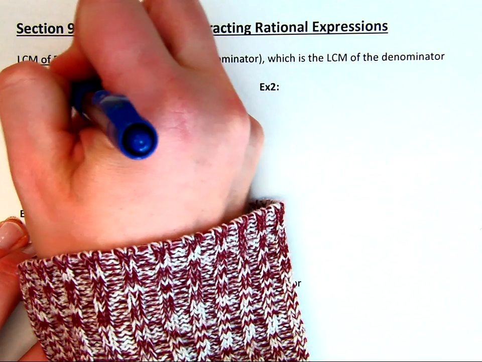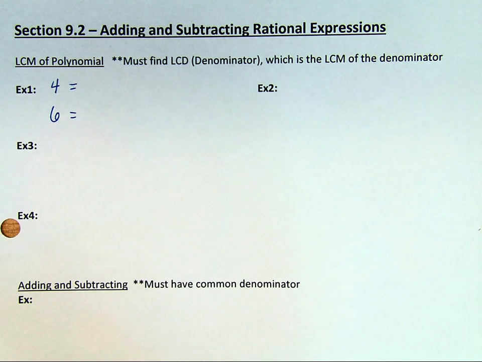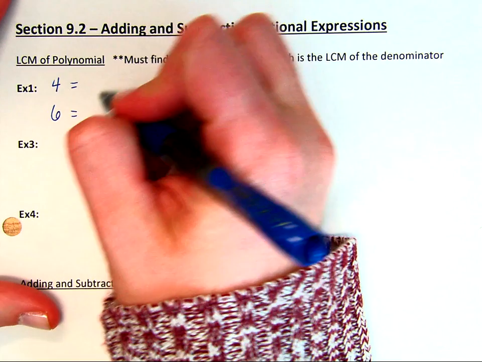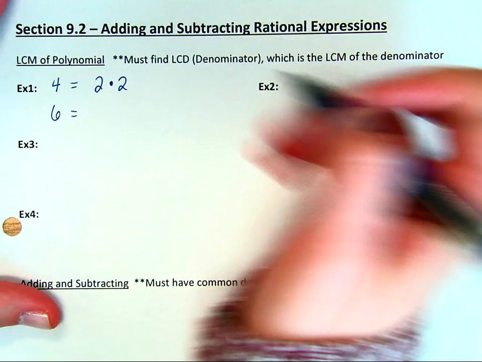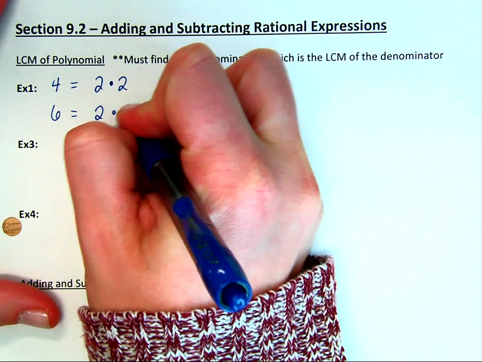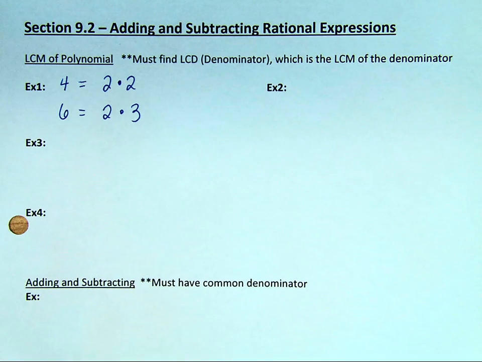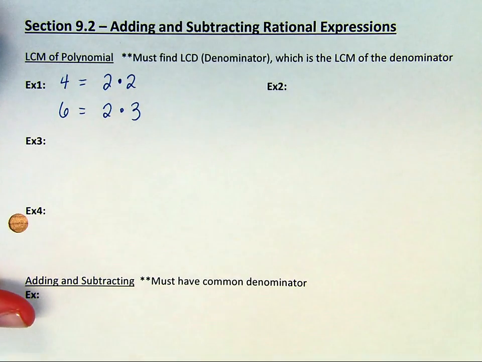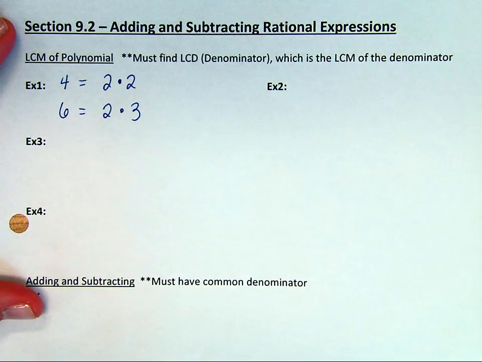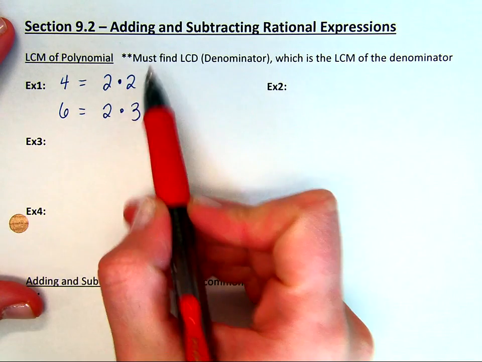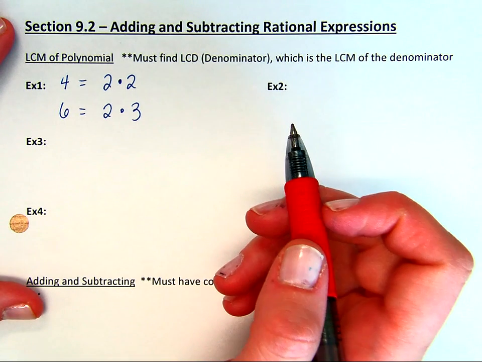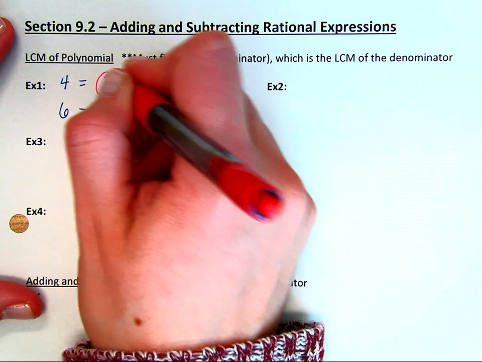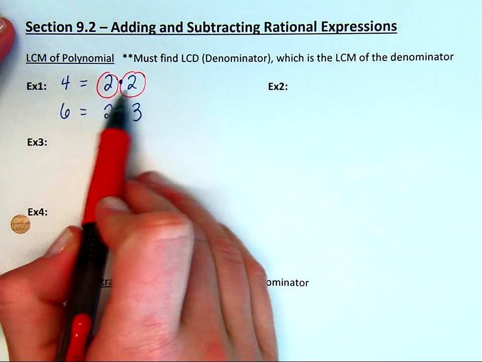What you're going to do is factor or expand both numbers as much as possible in terms of their prime factors. So 4 I'm going to write as 2 times 2. 6 I'll write as 2 times 3. Then look at all of the different numbers involved. I have 2's and I have 3's. Of the 2's, which one has more 2's? This one does, so I'm going to circle the 2's in this one.